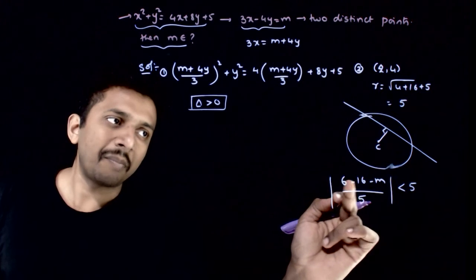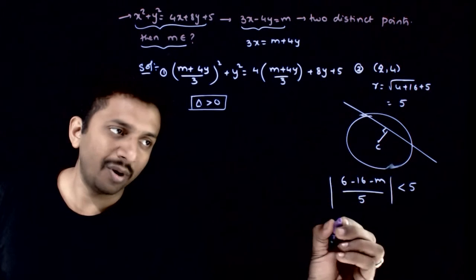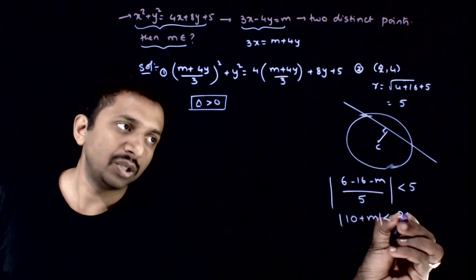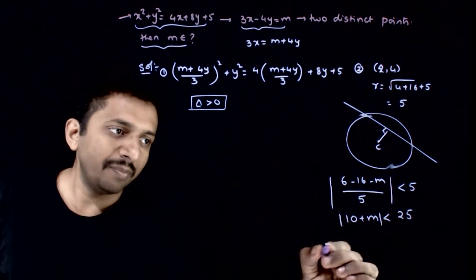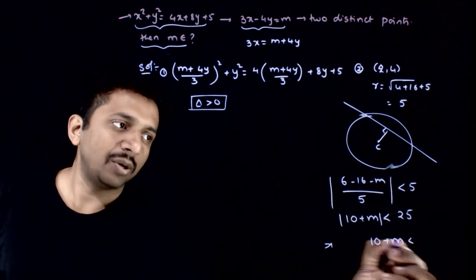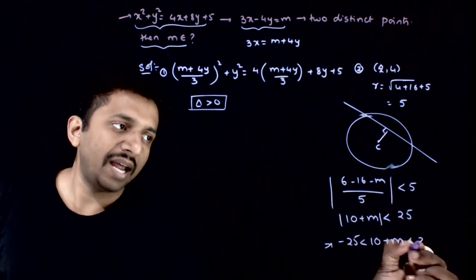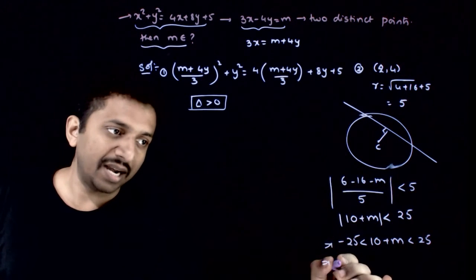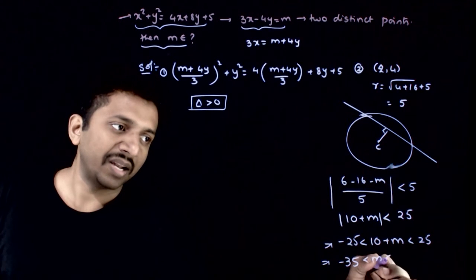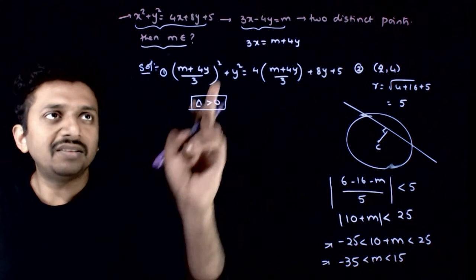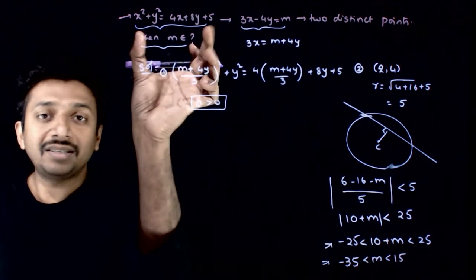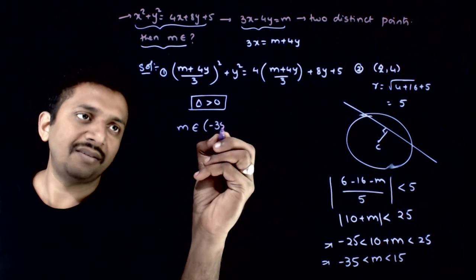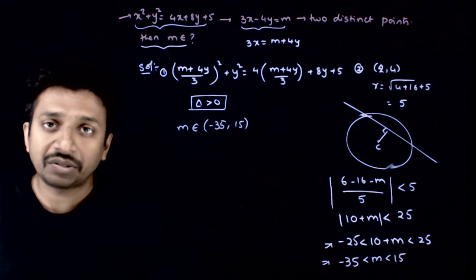So minus m minus 10. If I take mod, it doesn't matter. Mod of 10 + m is less than 25. This implies 10 + m has to lie between −25 and +25. If I bring 10 onto this side, −35 < m < 15. That means for this line to cut the circle at two distinct points, m has to lie between −35 and 15. So that's the answer to this question.